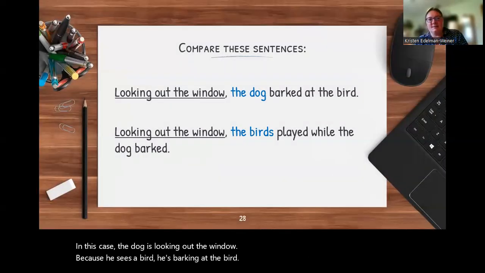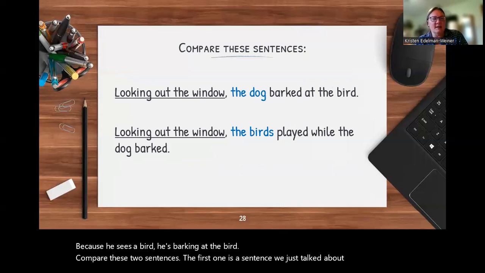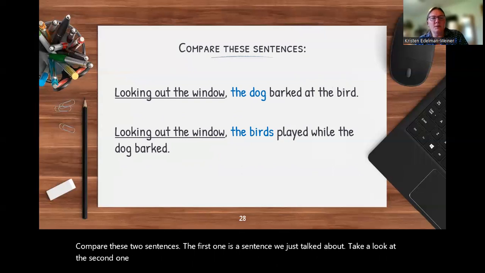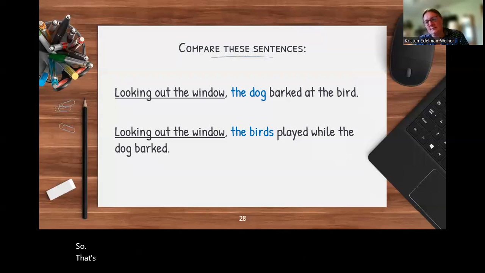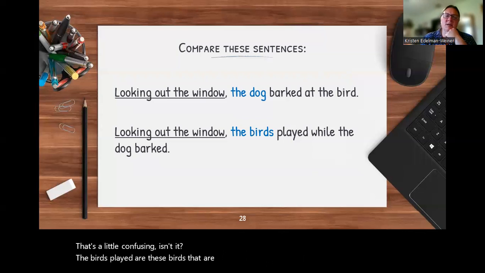Compare these two sentences. The first one is the sentence we just talked about. Take a look at the second one. Looking out the window, the birds played while the dog barked. So that's a little confusing, isn't it? The birds played. Are these birds that are in a cage in the home? Are these birds that are outside? Where are these birds? And where is the dog?